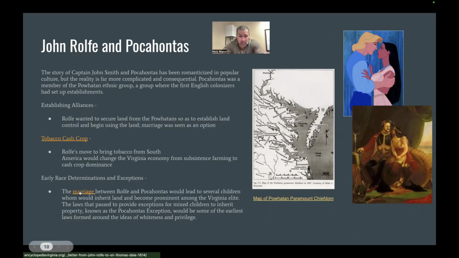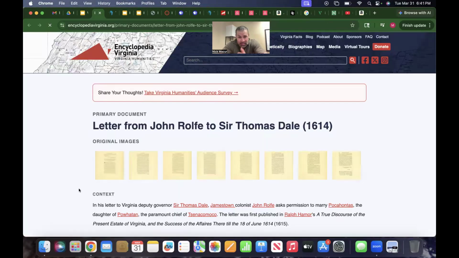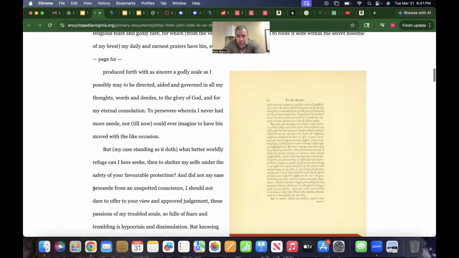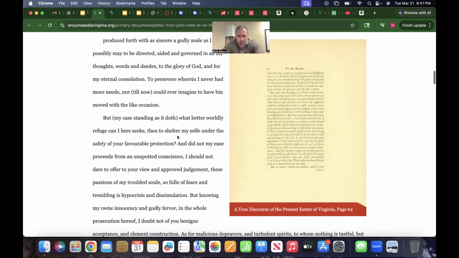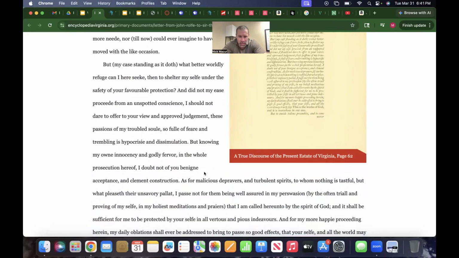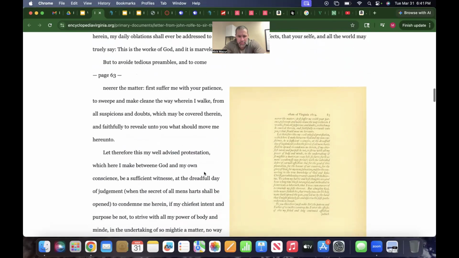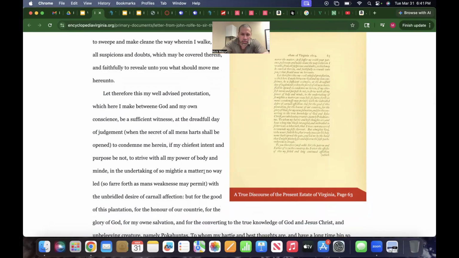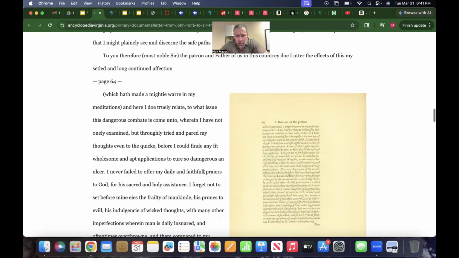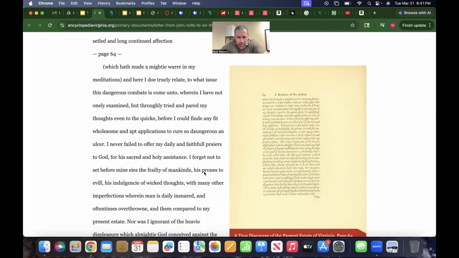He really makes it clear in his actual letter to why he was marrying Pocahontas. And he says right here, the glory of God and for the eternal consolation, and so on. He's here to seek the shelter and everything else, the fervor of God, all the good stuff. He's like, it's important for us to do that. And we need to do the right thing because all glory to God, it's important, right?